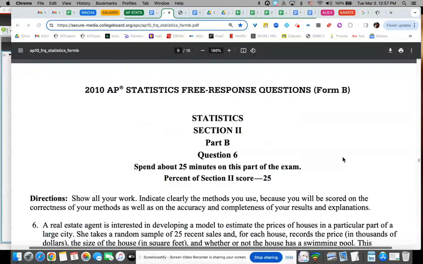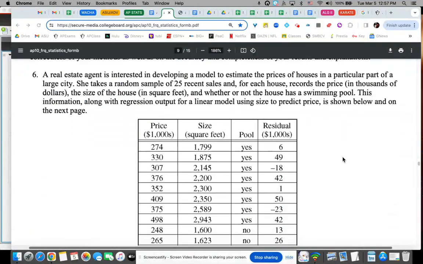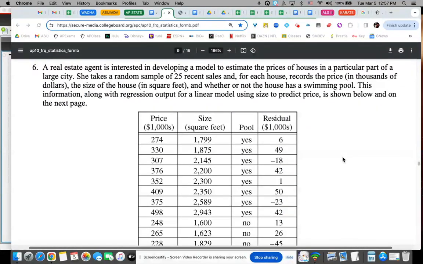Anyway, so what do we got here? Hopefully you've tried the problem already, and then you're watching the video for the solution. So we have some house prices based on their square feet, but we also have some information about whether the house has a pool or not, and they gave us the residuals from a linear model.